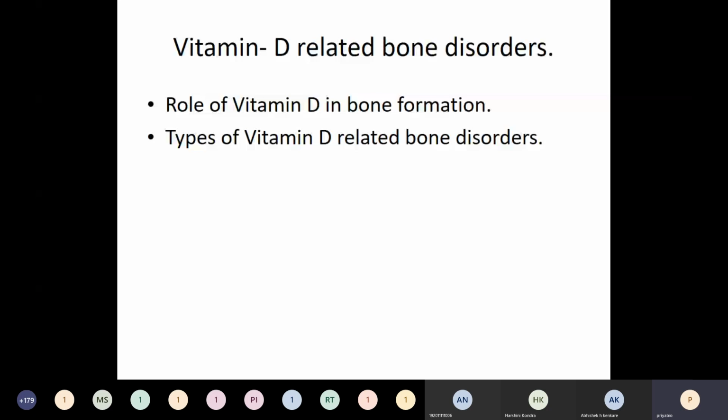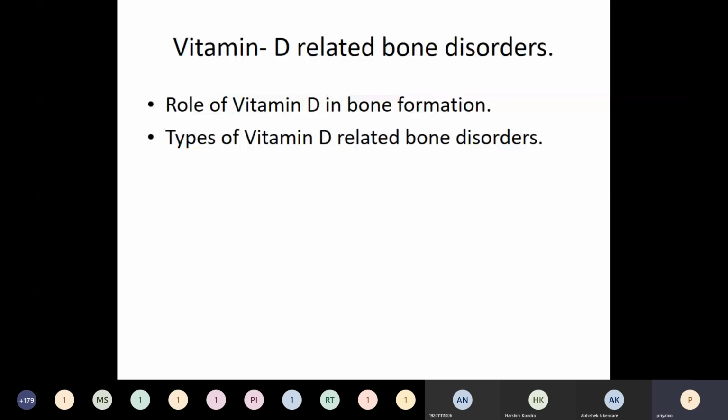Renal rickets is there, end organ rarefaction rickets is there. All that, you read what is this renal rickets, how calcitriol formation is affected in rickets, why the active form of vitamin D is not formed in case of rickets. All those things you read, and then you write.